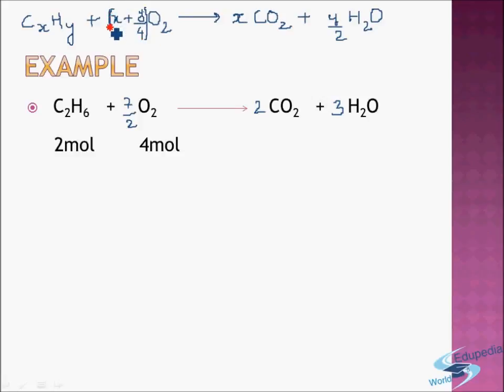Okay, X plus Y by 4 multiplied with 2 will give me 2X plus Y by 4 into 2 is Y by 2. So that is the same number of atoms as on the right hand side. So this can be remembered as a general balanced combustion reaction of a hydrocarbon. If you have problems with balancing, you can simply remember this equation, where X and Y will vary depending on the hydrocarbon in the question.